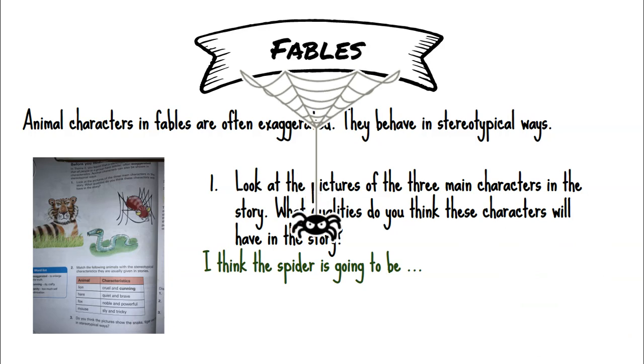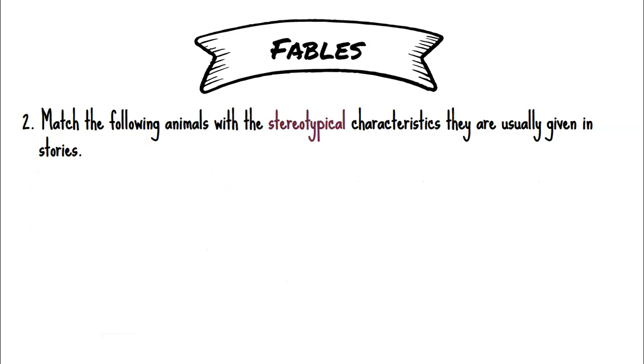I don't want you to try and sneak forward or try and read the story to get these things. I want to know, stereotypically, what idea do you have of tigers in stories, snakes in stories, and spiders? What do you think they will be like before reading any stories about them?